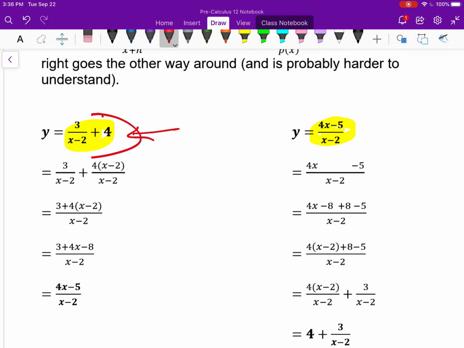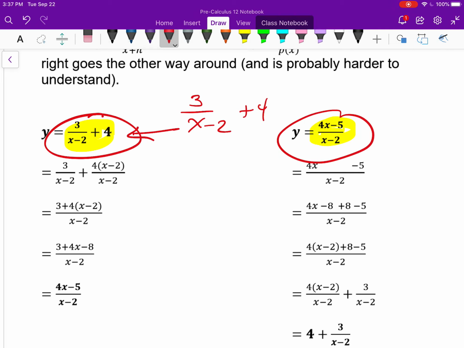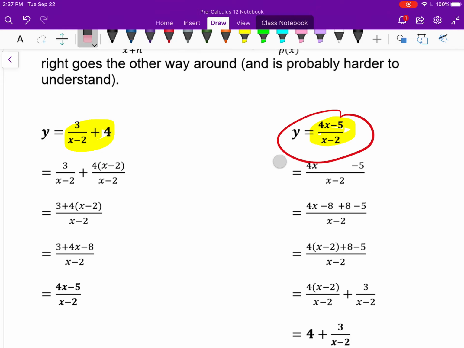For example, if I look at this, I can see that this is the graph of 3 over x, moved 2 to the right, and then moved up 4. I can visualize that. And as long as I know what 3 over x looks like and these transformations, I can quickly have a visual. If I look at this, I can't see much, but these are equivalent. So how can I prove that they are the same? That's the first thing I do here.